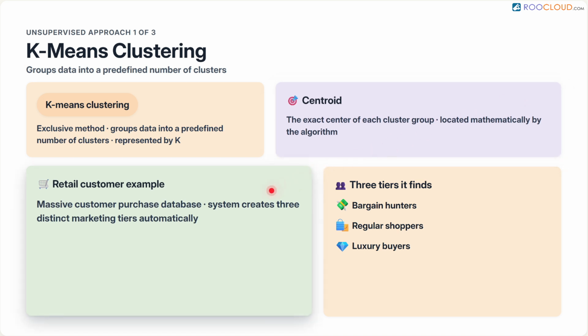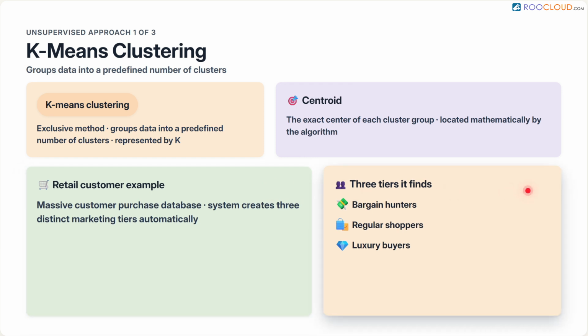Imagine a retail company dropping a massive database of customer purchase histories into a system, asking it to automatically create 3 distinct marketing tiers. The system does not know the actual names of the customers, but it successfully clusters them into bargain hunters, regular shoppers, and luxury buyers based purely on their spending similarities.